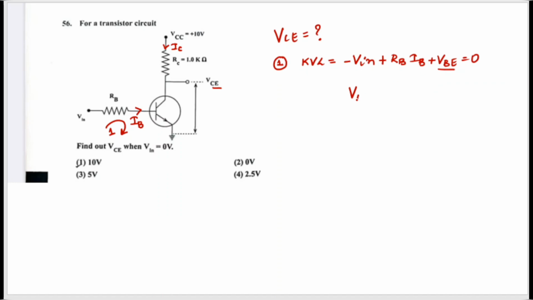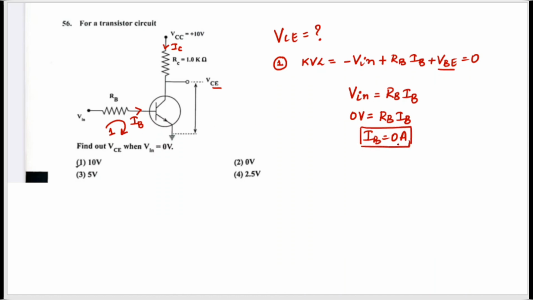On rearranging, I'll get V input is equal to RB into IB. Now they have given V input is equal to 0 volt. Now what will be the value for IB? The value for IB is equal to 0 ampere. From this loop, I got the value for IB which is equal to 0 ampere.